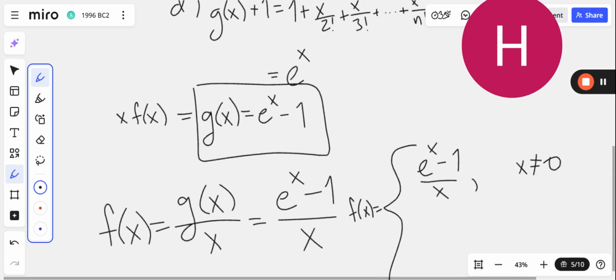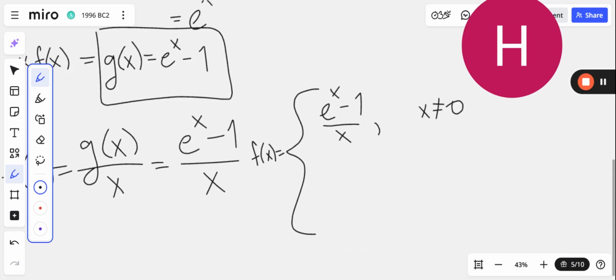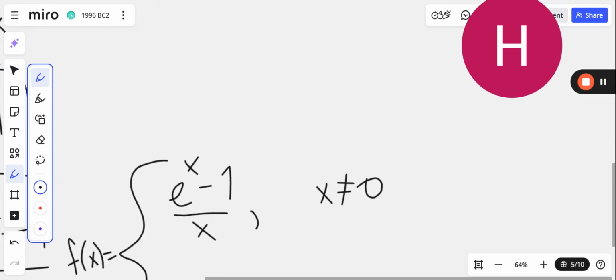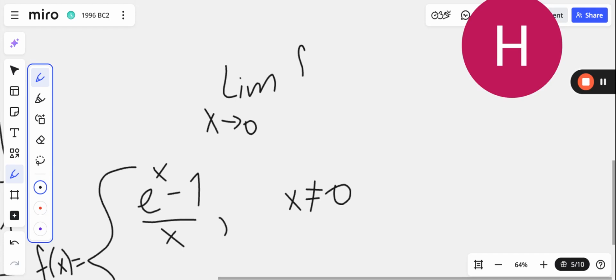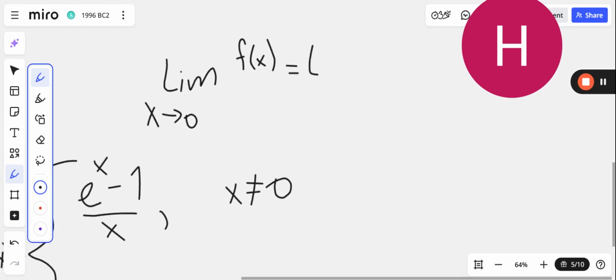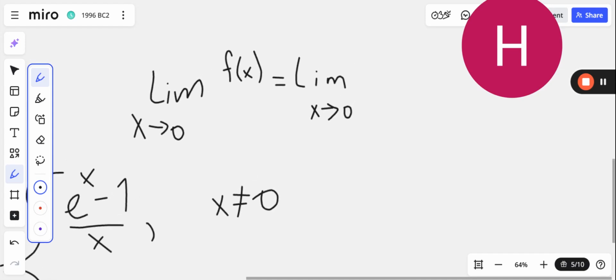Let's see. Well, what is... I guess we just have to take a limit. Yeah. We have to figure out what fills the hole. I'm tempted to say 0 or 1, but I want to make sure. So let's take a... This is interesting. Let's take a limit as x goes to 0 of f of x. And that would be equivalent to the limit as x goes to 0 of e to the x minus 1 over x.